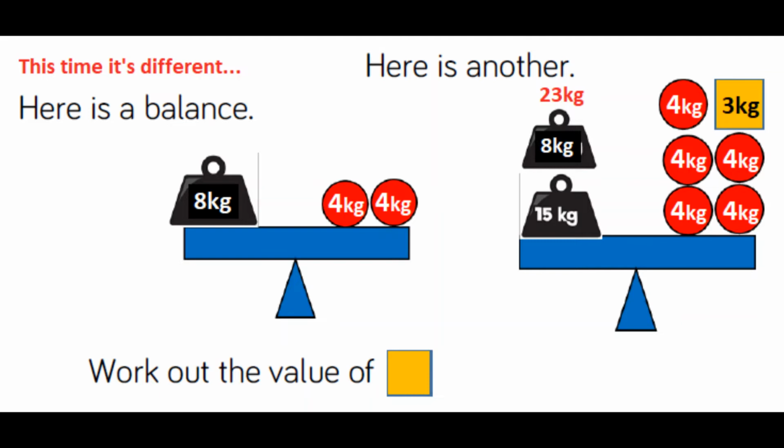We've also got 5 red circles, and they are worth 4 kilograms each. So 5 lots of 4 is 20. And so then we've got 3 kilograms left over, which must be the value of the yellow square. Did you get it right? I hope so. We're going to move on to another problem now and have a look at that one together.